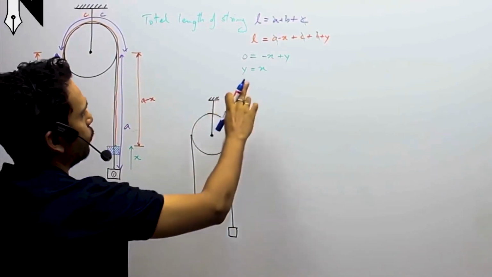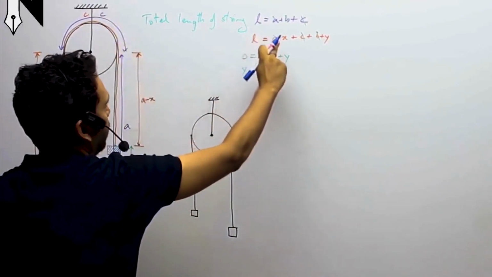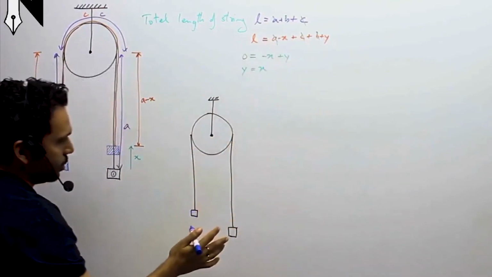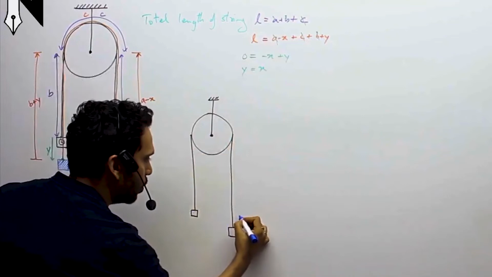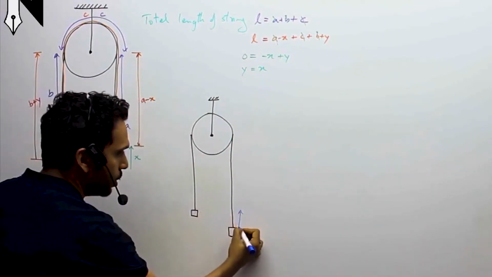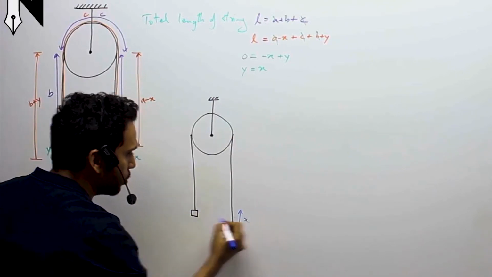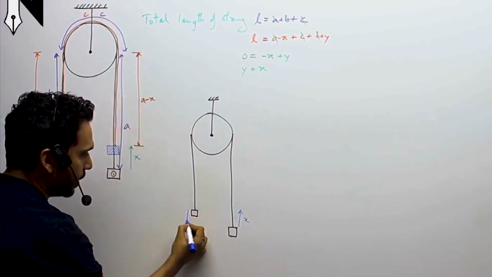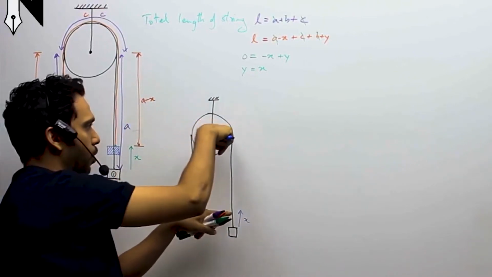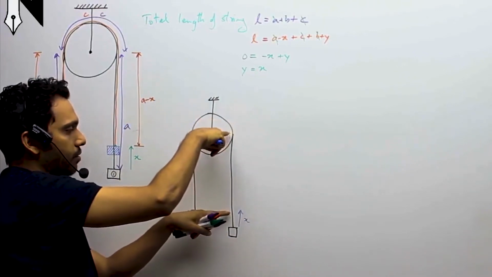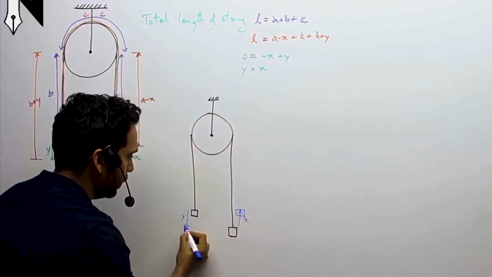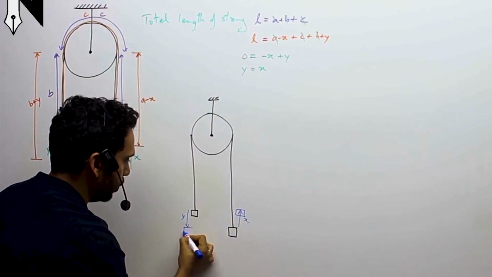Yeah, so instead of measuring all the parts fully, that is a plus b plus c or a minus x plus c plus b minus y, what we can inspect is only the parts of the length of the string which is getting reduced and extended. So this part of the length got reduced by x, this part of the length got extended by y. The length of the string, we will imagine it is from the point on the pulley till wherever the block ends. Now the block is ending over here and this block is ending over here.